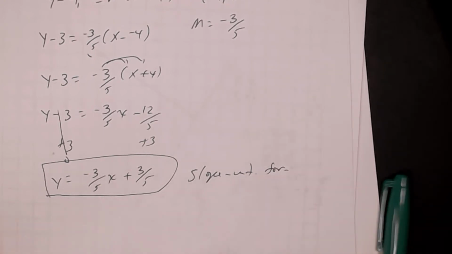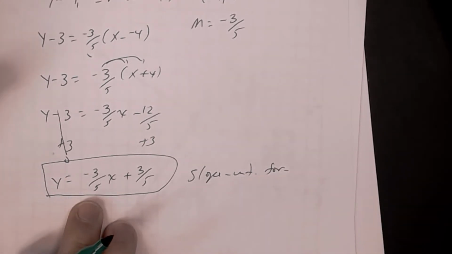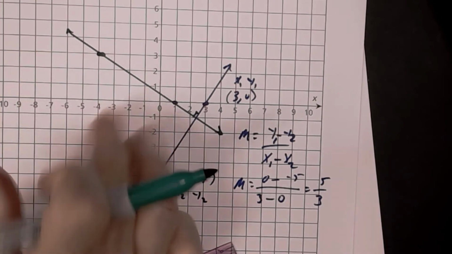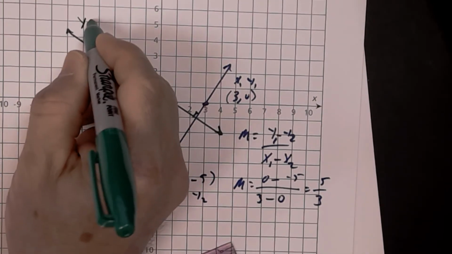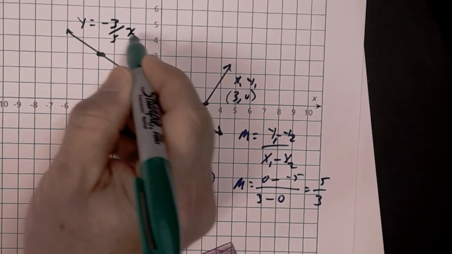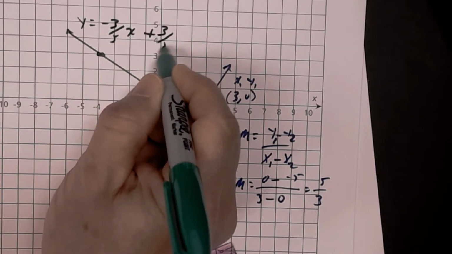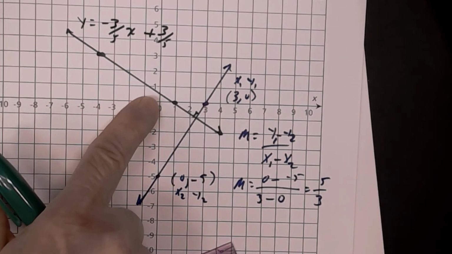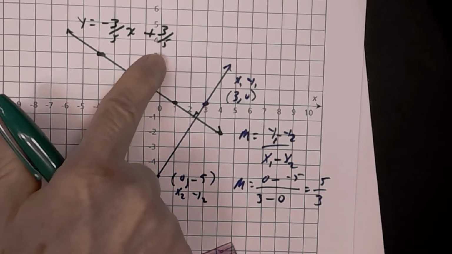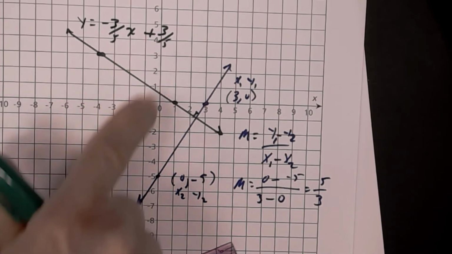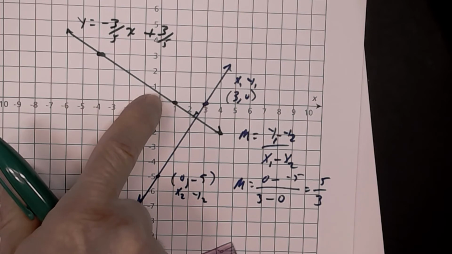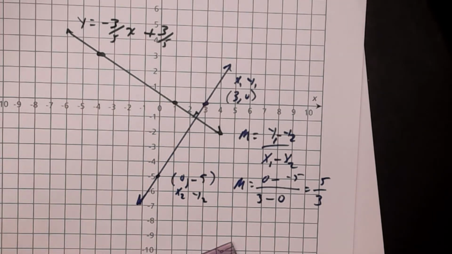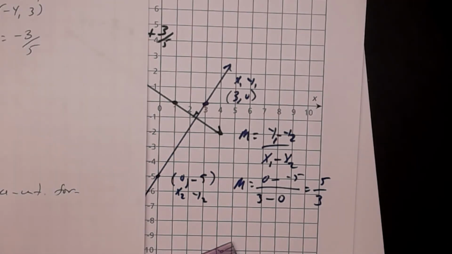So let me tell you what you've just found. This is the equation of the line you're interested in: y equals negative 3/5 x plus 3/5. And it looks like the graph crosses the y-axis, remember this is the y-intercept, 0.6. Doesn't it look like it crosses around 0.6 right here? Okay. So that's what you were finding.